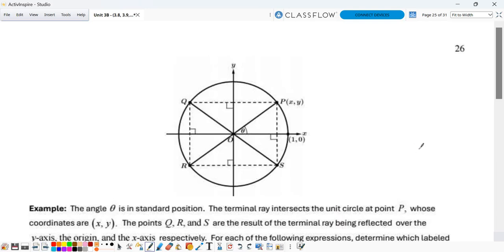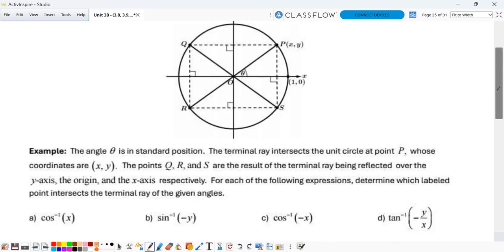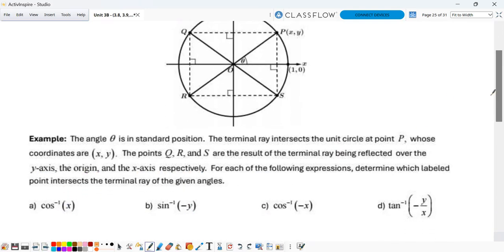Okay, so let's flip the paper and look at these AP style questions. It's very confusing with all those triangles, but remember, you are always making a bow tie. So read carefully. QRS is the result of the terminal ray being reflected over the y-axis. Determine which labeled point intersects the terminal ray of the given angle. So let's make it theta.